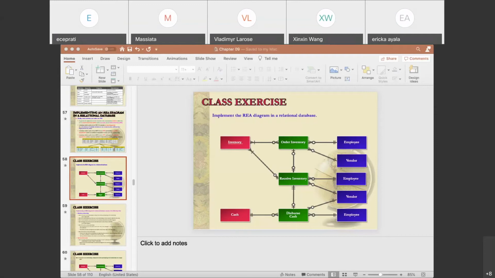Tables are inventory, cash, sales, receive cash, order inventory, receive cash inventory.